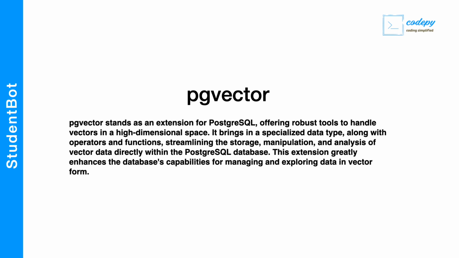PG Vector. PG Vector stands as an extension for Postgres, offering robust tools to handle vectors in a high dimensional space. It brings in a specialized data type along with operators and functions, streamlining the storage, manipulation, and analysis of vector data directly within the Postgres database.